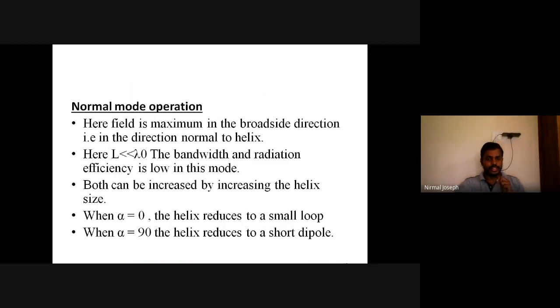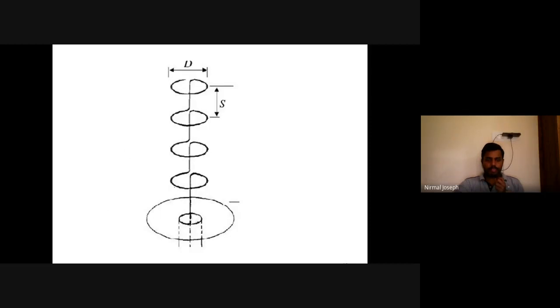When alpha equals 0 degrees, the helix reduces to a small loop. When alpha equals 90 degrees, the helix reduces to a short dipole. This is the basic representation of the normal mode of operation. One more thing we can see here: the helical axis is going and is connected to one end of the helix, and the other end is connected to the plate here. This is a clearer, more detailed version of the old figure.